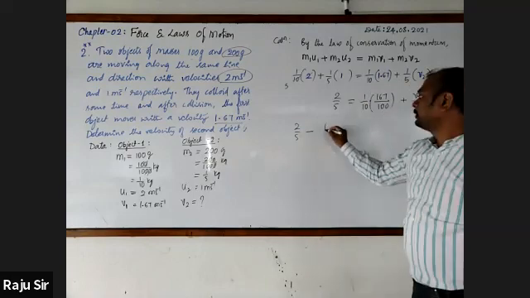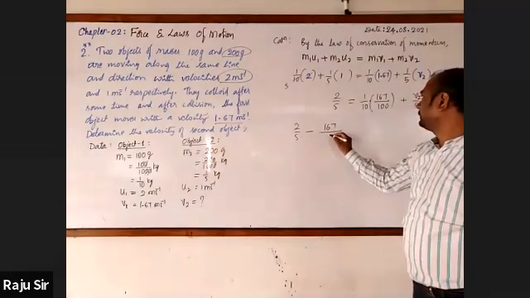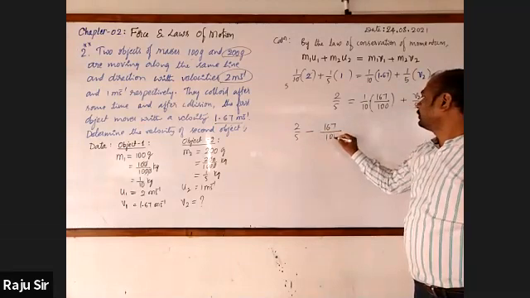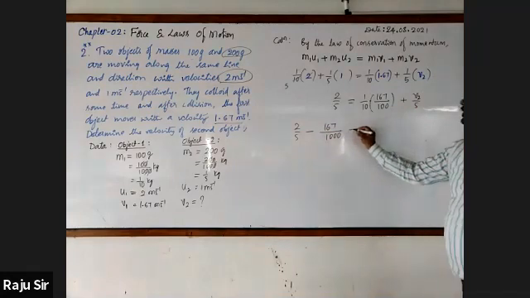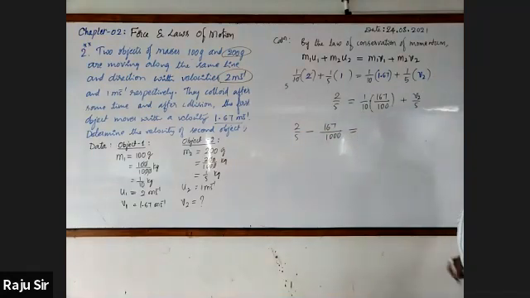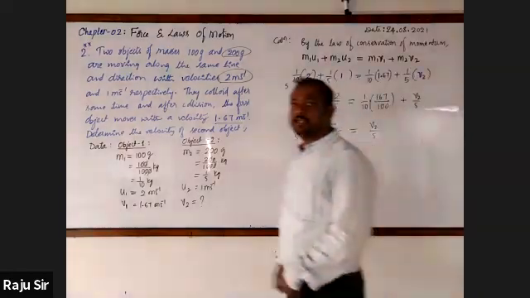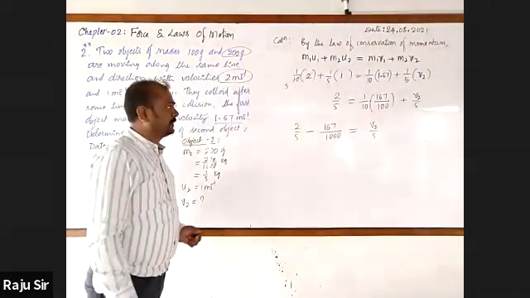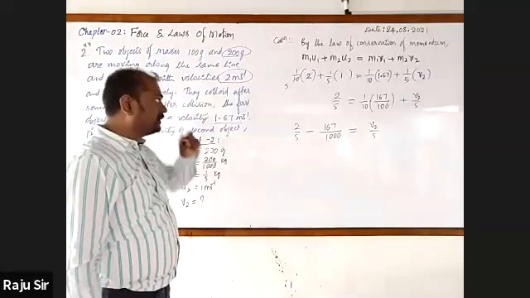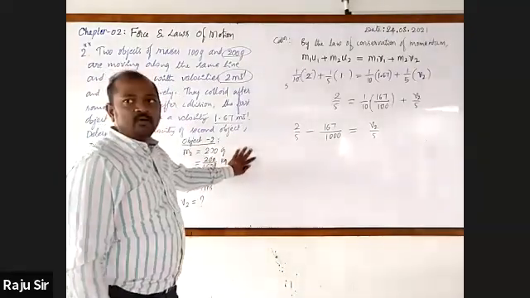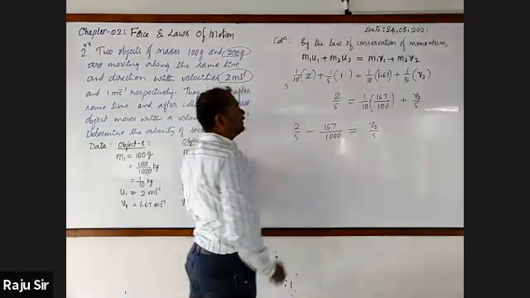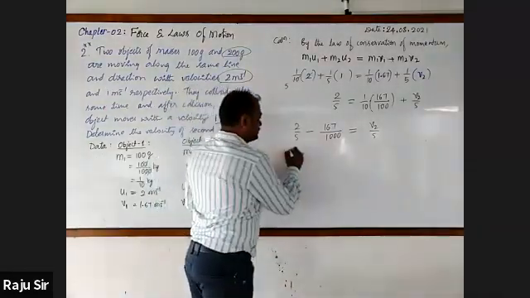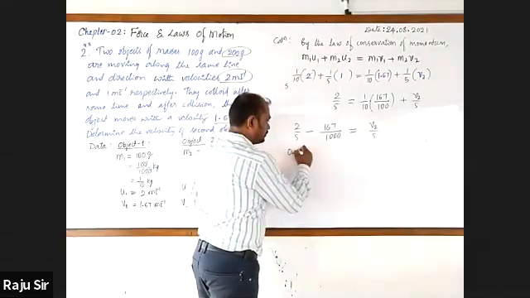It is 167 by 1000, whole into 5, 100 into 10, equal to V2 by 5. Mostly writing in decimal form makes it easy, is it not? 0.167 divided by 10. No, sir. 2 by 5 is 0.4, right? Yes, sir.